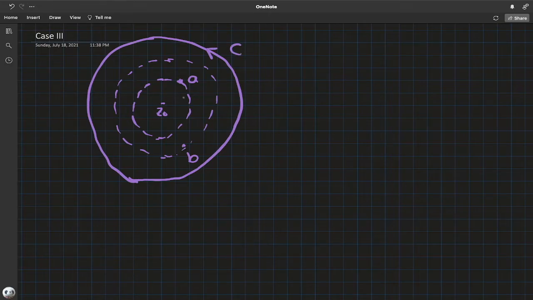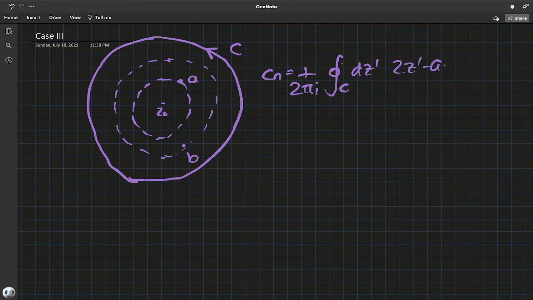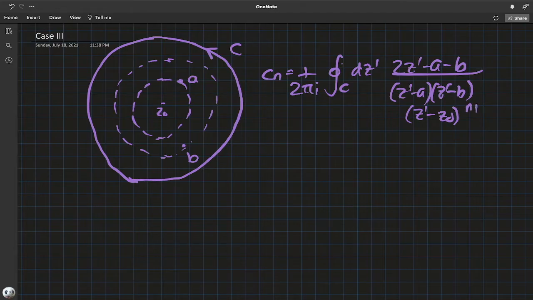See, the formula won't change. That is the best part. It's a general formula for the coefficient. So dz' (2z' minus a minus b) divided by (z' minus a)(z' minus b)(z' minus z naught) to the n plus first power.